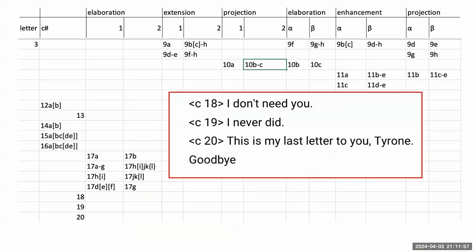18, 19, 20, again. I don't need you. I never did. This is my last letter to you, Tyrone. Goodbye. All right, again. I think it's just playing off this complex combination of clauses with all the conjunctions laid up against, foregrounded against these simple, no embedding, simple clauses.